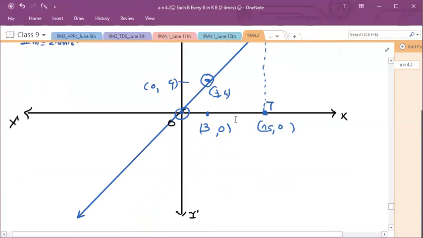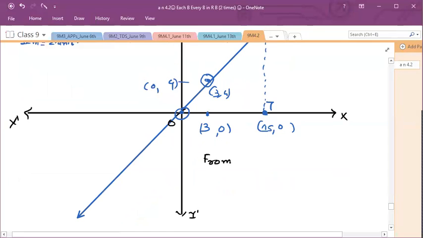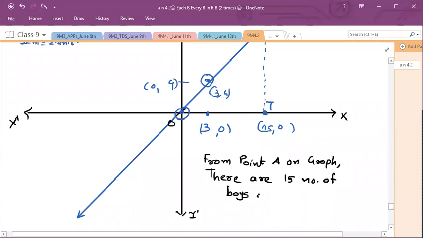So in the answer part you have to write like this. From the graph we can observe that there are 15 boys when the total number of students is equal to 20. Is it clear?